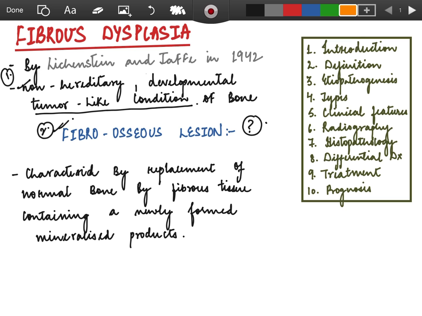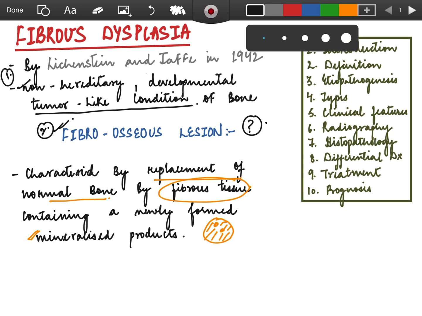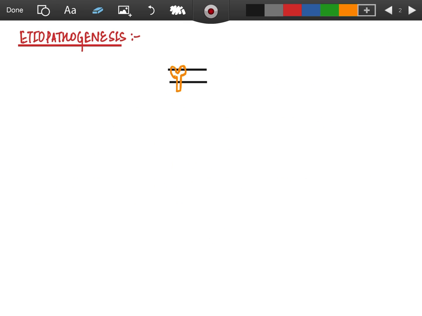So what is a fibro-osseous lesion? It is where normal bone is replaced by fibrous tissue. Now, in the fibrous tissue there is formation of a mineralized product that increases with time. This is a fibro-osseous lesion. Before coming to the etiopathogenesis, I would like to review some normal physiology.